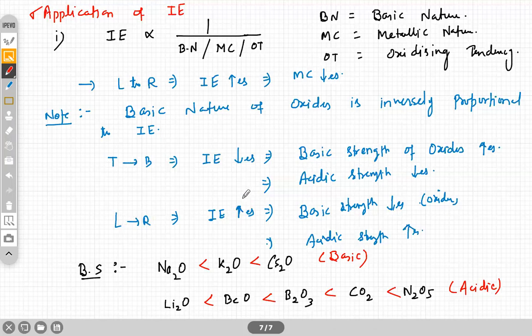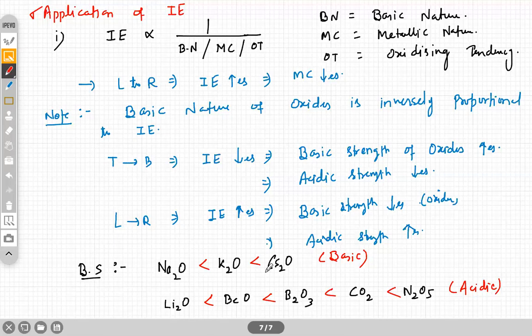Left to right, ionization energy increases, basic strength of oxides decreases. It is not an atom, it is there in the bonding state. Right, so for the bonding state, we have like this left to right. If you go, basic strength decreases, acidic strength increases, hence the order is this. Right, for atoms it is fine, beryllium and boron. Here it is in the bonding state. Okay, so these are the applications of ionization energy.